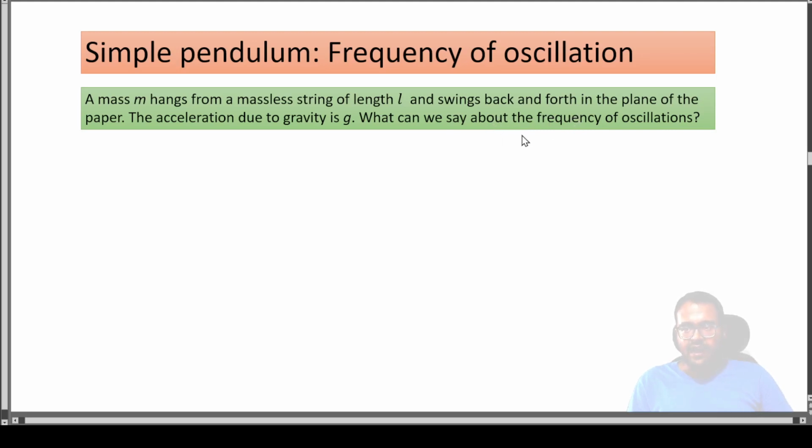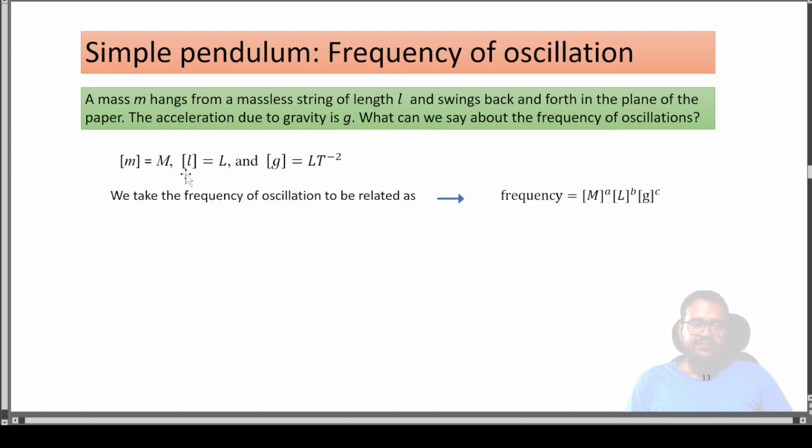That means how the frequency of oscillation is related with the possible variables, which are mass, its length, and g will be an important factor. So combining this, we need to find a frequency of oscillation, or something with dimension of frequency, that is 1 by t. So the dimension of m is M, L is L, and g is L t to the power minus 2, as g is an acceleration.